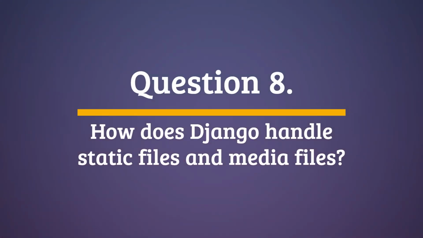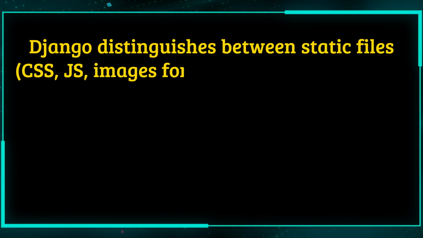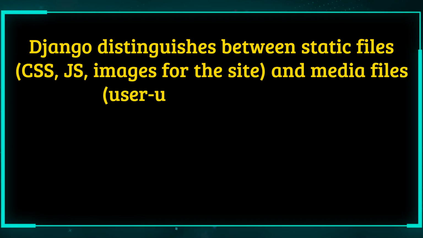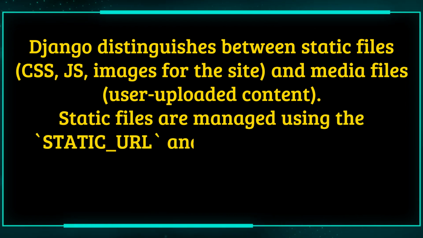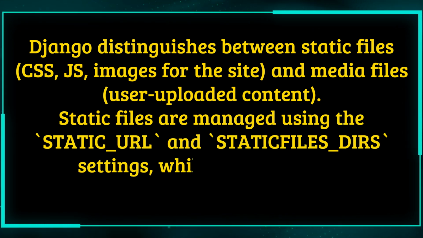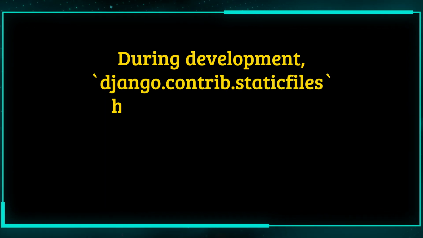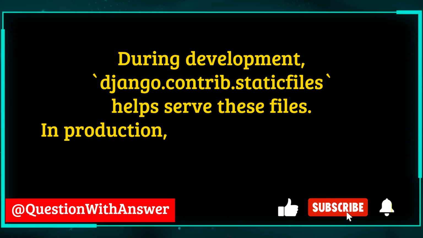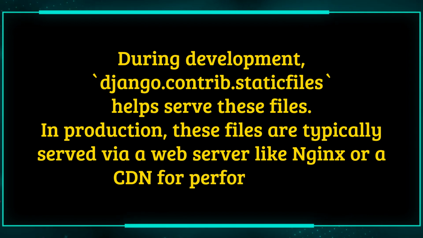Question 8. How does Django handle static files and media files? Answer. Django distinguishes between static files (CSS, JS, images for the site) and media files (user-uploaded content). Static files are managed using the STATIC_URL and STATICFILES_DIRS settings, while media files use MEDIA_URL and MEDIA_ROOT. During development, django.contrib.staticfiles helps serve these files. In production, these files are typically served via a web server like Nginx or a CDN for performance.